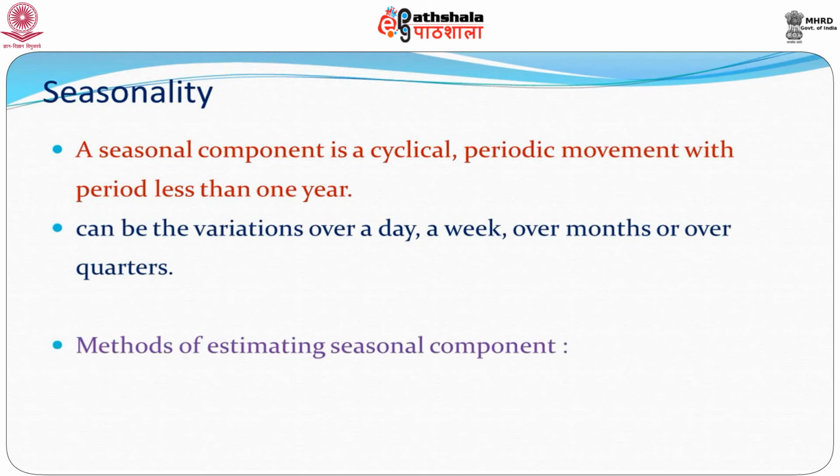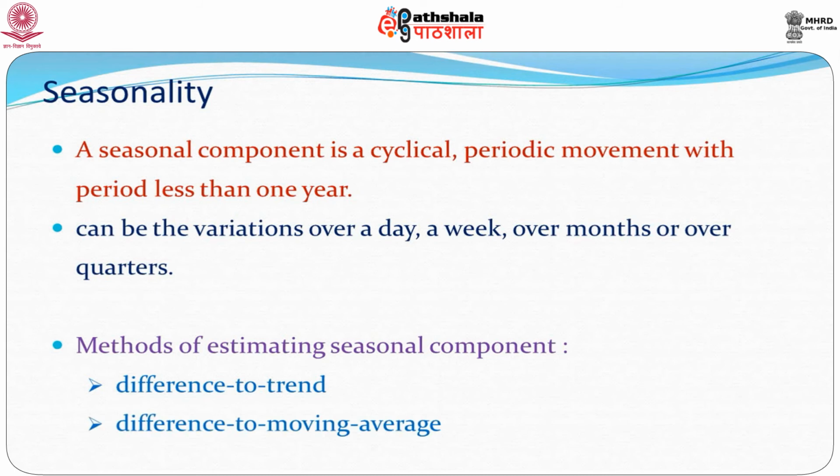Now, the methods of estimation of the seasonal component are primarily the difference to trend method and the difference to moving average method. Actually, the two methods are the same and the two names come in because of the way that we have estimated trend. So, if we have estimated trend using curve fitting, we have the difference to trend method. If we have estimated the trend using the moving average method, then we have the difference to moving average method.